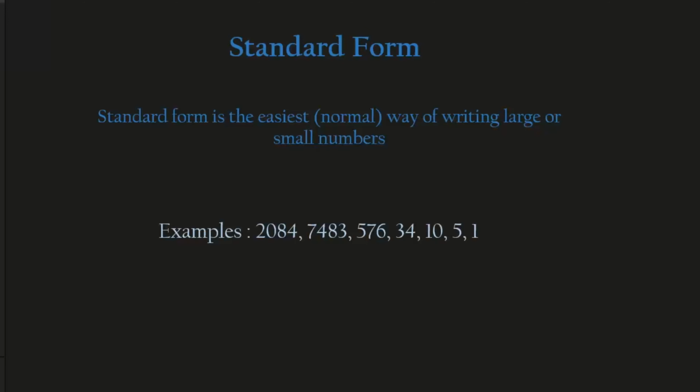Standard form. Standard form is the easiest and normal way of writing large and small numbers. Examples: 2084, 7,484, 576, 34, 10, 5, and 1.